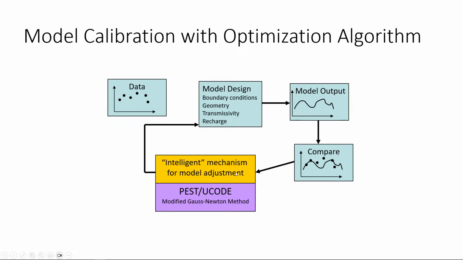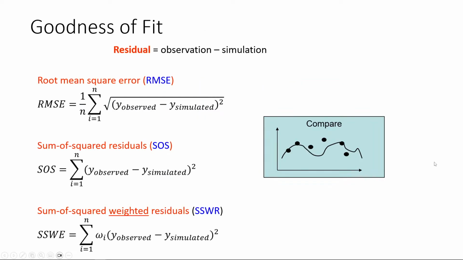If you want to learn how to use these codes to calibrate a model, we do this in another class, the groundwater hydrology class. That's where you will have this data, develop the model, run the model, and then use PEST, the code that we use in the groundwater hydrology class, to calibrate this model and get a good match between your model and the field condition.